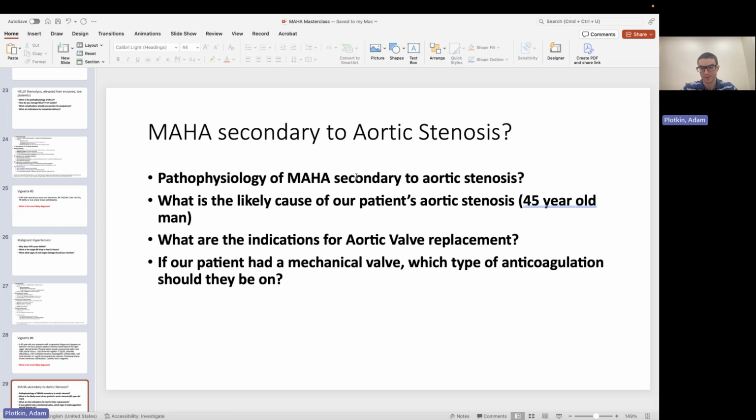What is the pathophysiology of MAHA secondary to aortic stenosis? Our patient's 45 and he has aortic stenosis. Why, right? What are the indications for aortic valve replacement? And if our patient had a mechanical aortic valve, which type of anticoagulation should they be on? So pause your screen and consider.